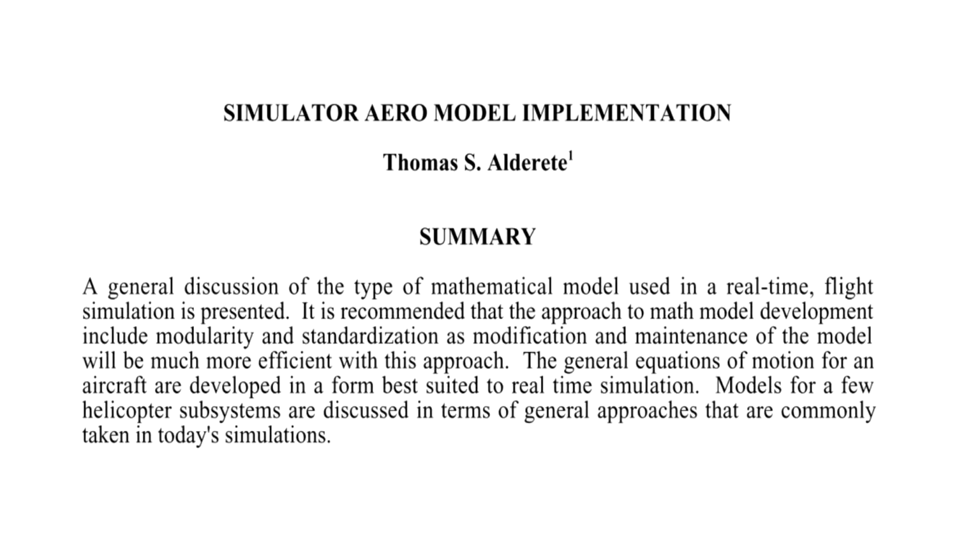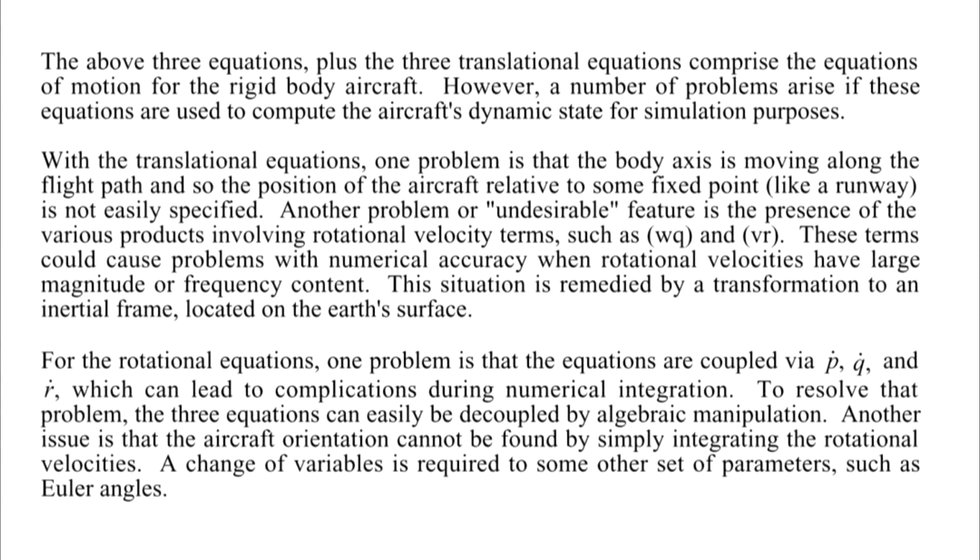15. Another NASA paper from 1997 called Simulator Aeromodel Implementation presents mathematical models for real-time flight helicopter simulations. For the first several pages, they attempt to develop an inertial axis system for a rotating Earth, but then admit on page 10 that, with the translational equations, one problem is that the body axis is moving along the flight path, and so the position of the aircraft relative to some fixed point, like a runway, is not easily specified.